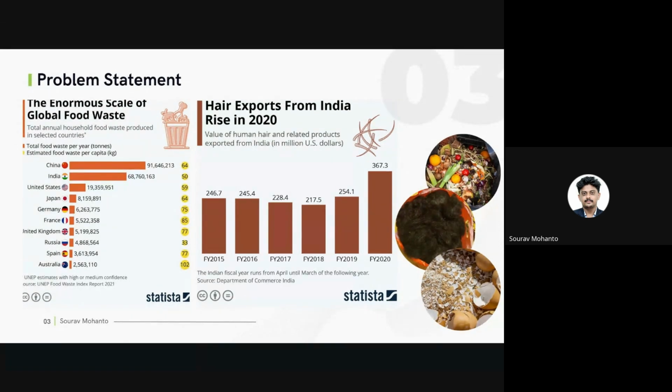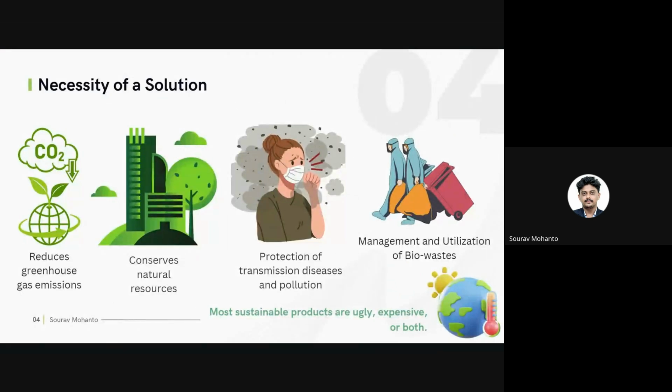Apart from the food waste, there is also waste related to hair. In a recent rise in India especially, we have seen that from FY 2015 to FY 2020, there is an increase of almost 123% of hair exports from India, which is worth a lot, in US $1 million. But again, in the country, there is a lot of waste which should be addressed or managed. The question is, we need a solution for all this bio waste, especially the household waste.